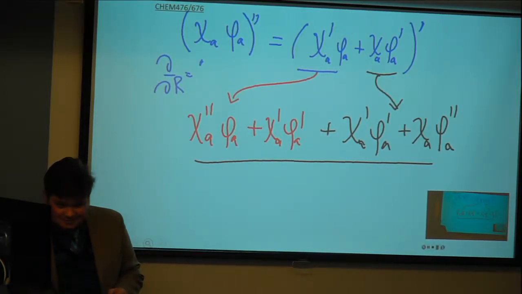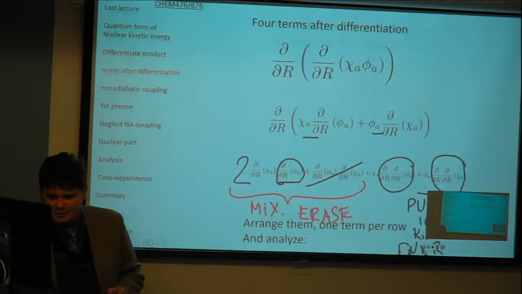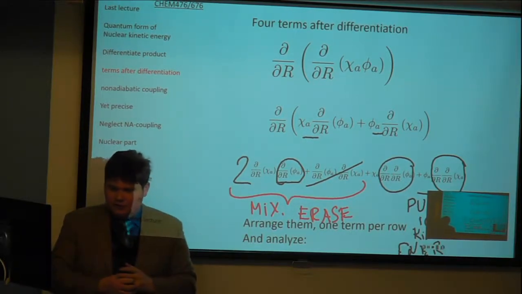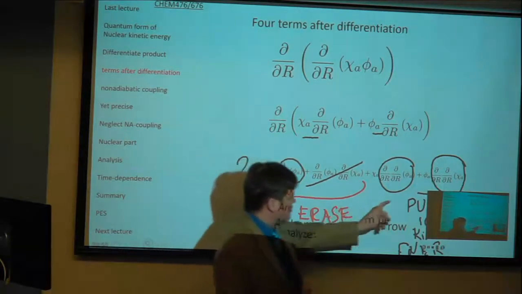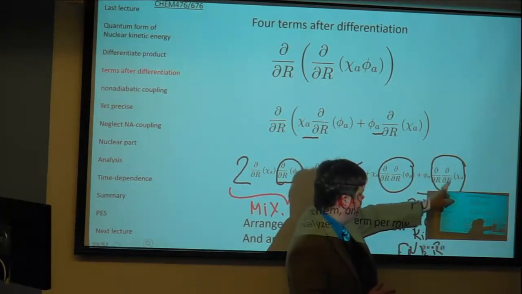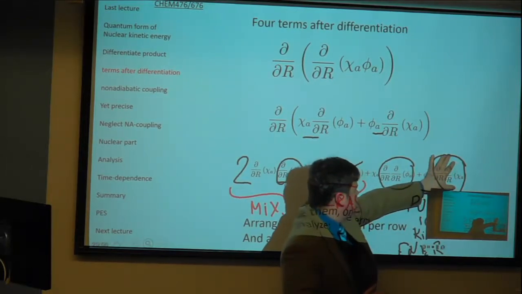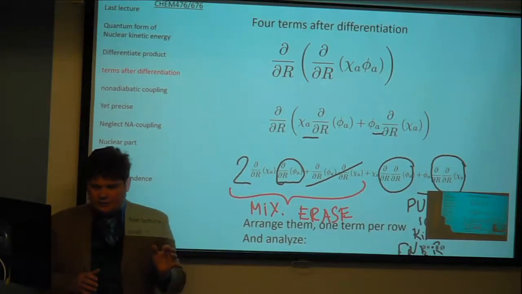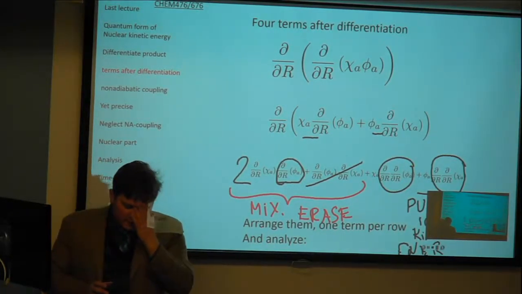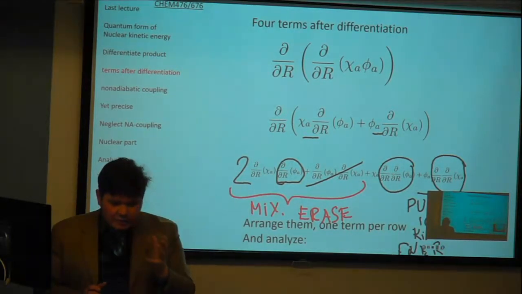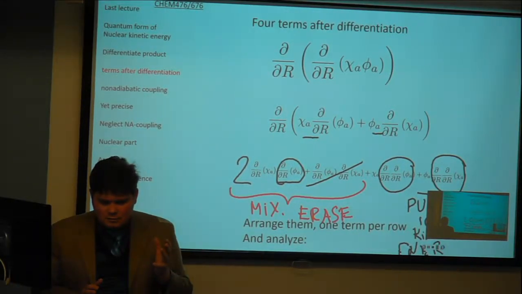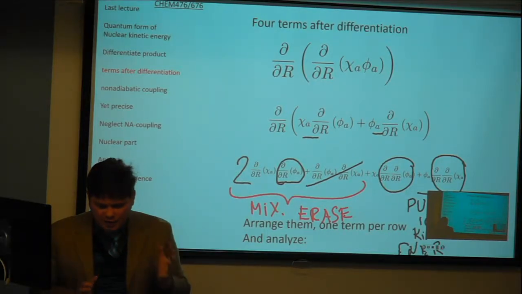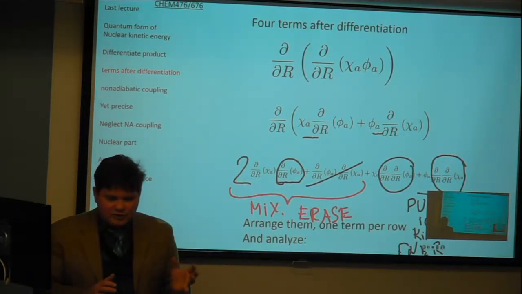Derivative of two functions, first and second, 4 terms. We already did it. So, repeating, same thing. Second derivative of nuclear wave function. This is a good term that we keep, and everything else is going to be erased. We just need to give it a name and be comfortable and confident to address this term later.